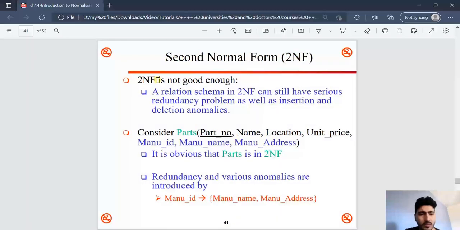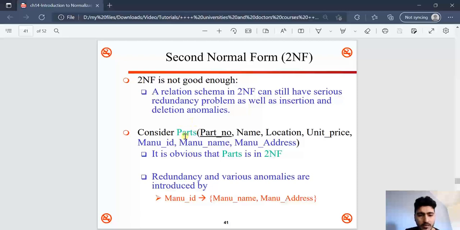Now we need to ask ourselves whether 2NF is good enough for our relation or our database design or not. Actually, 2NF is not good enough, because 2NF doesn't solve the redundancy problems caused by other functional dependencies. So a relation schema in 2NF can still have serious redundancy problems, as well as insertion and deletion anomalies. In order to convey this problem, we need to look at this example here.